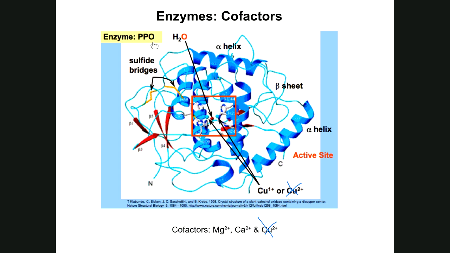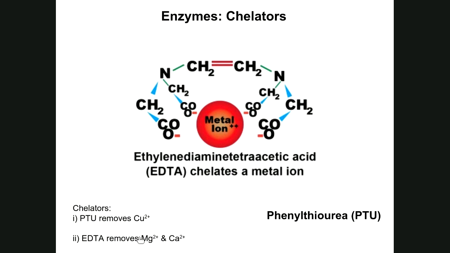Therefore, that also proves PPO needs what cofactor? It needs these. So sometimes the way a scientist proves an enzyme requires a specific cofactor is by using chelators and removing them. By process of elimination, that's actually how they figure out what you need.